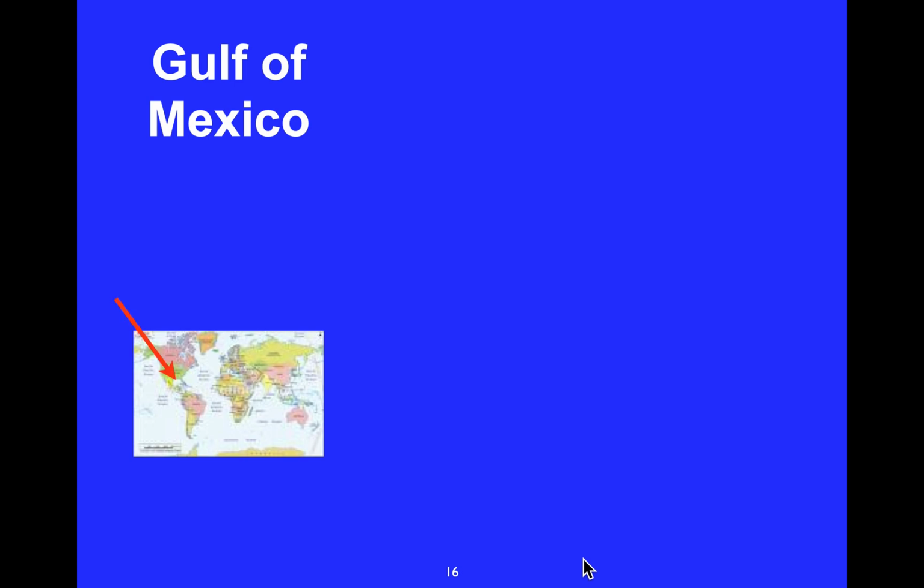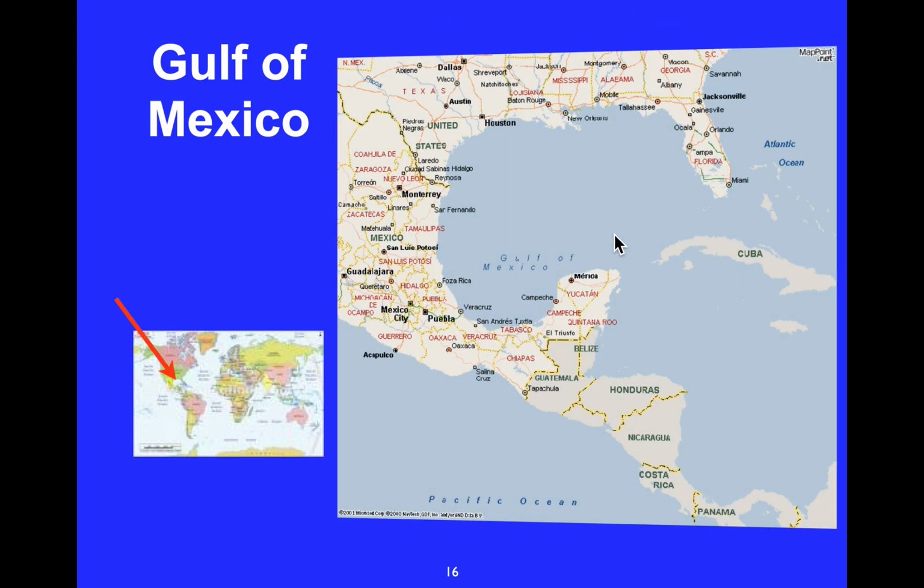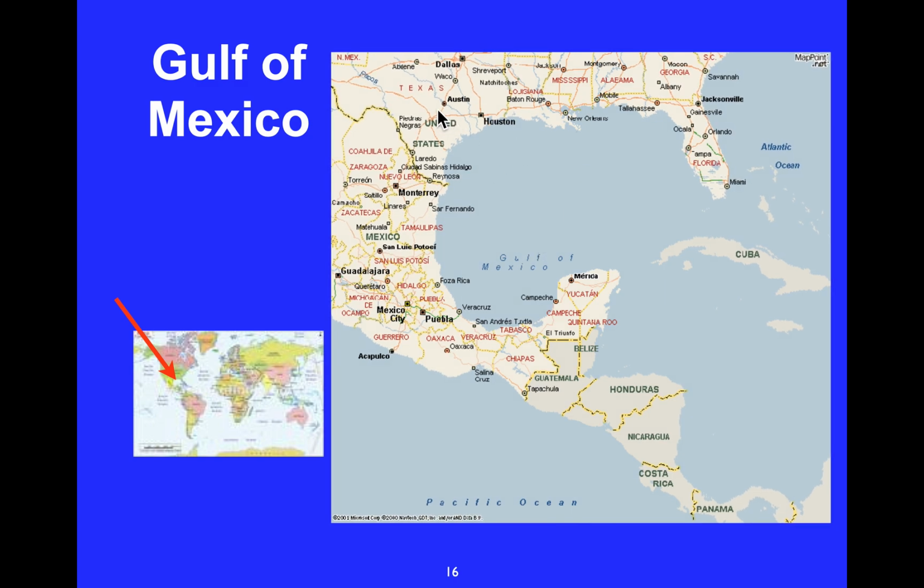And this is the Gulf of Mexico. This small pocket of water here. Important in the United States. Here's Texas. Here's Florida. It's also important for Mexico, but an important big body of water, the Gulf of Mexico.